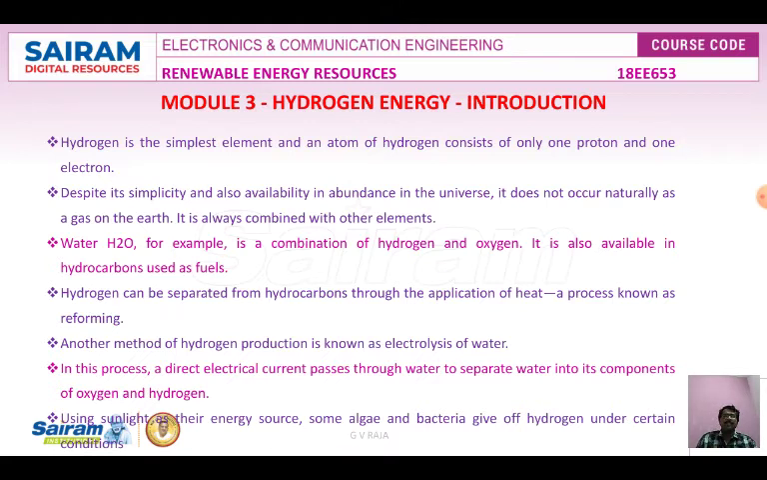Hydrogen does not occur naturally as a gas on the earth; it is always combined with other elements. So we say that hydrogen is a secondary source, not a primary source. With the help of hydrogen we cannot directly generate energy. But hydrogen is used as a carrier of energy in order to generate electricity or fuel for vehicles.